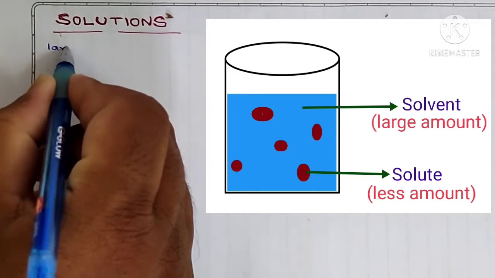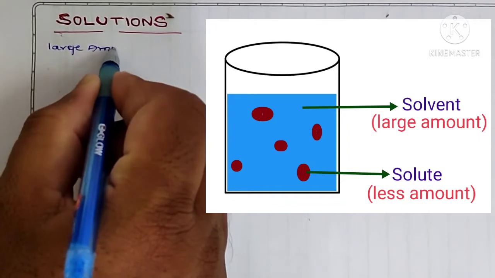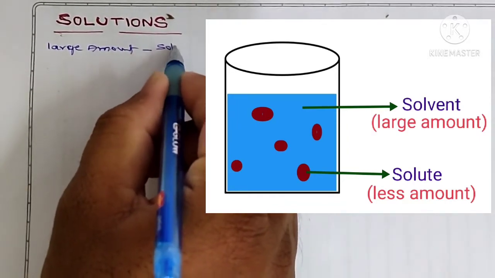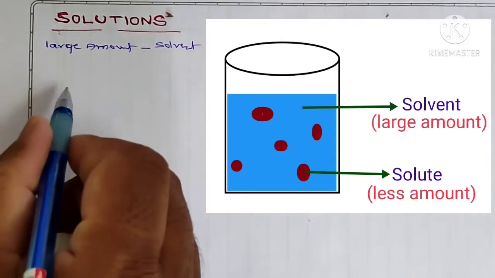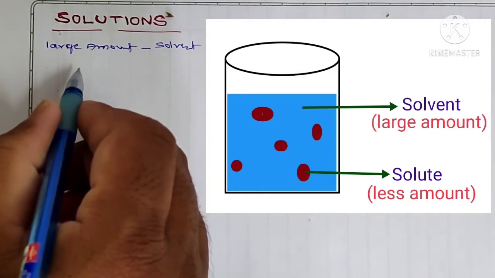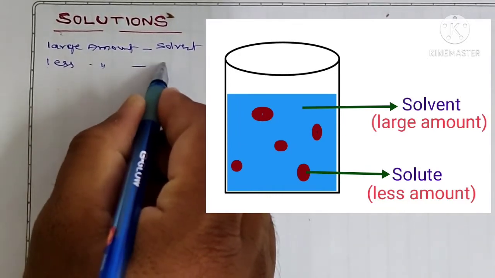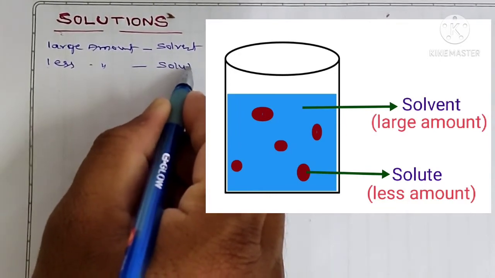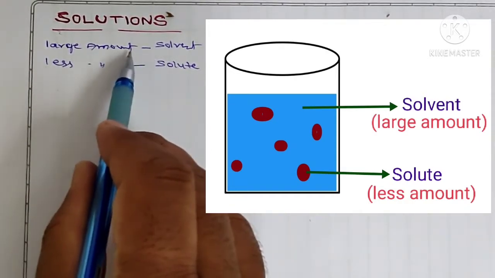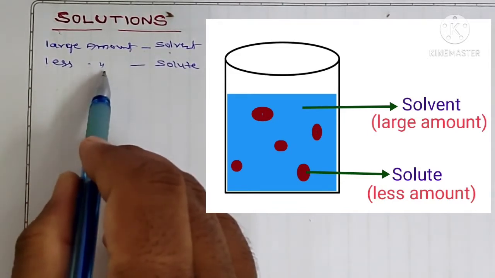The component which is in large amount is called solvent, and the component which is in less amount is called solute. So there are two components. One is the large amount component, that is called solvent, and another one is the less amount component, that is called solute.